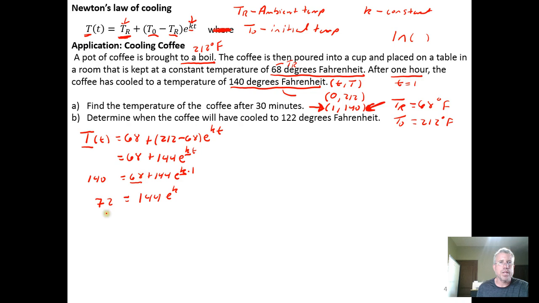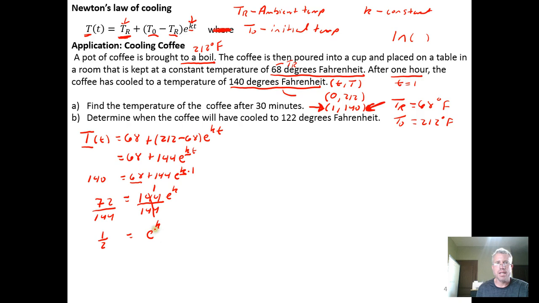Add back to double check your work. And then we will need to divide both sides by 144. 144 divided by 144 is 1. 1 times e to the k is just e to the k. And this looks like it simplifies to a half. If we multiply 72 times 2, we get 144. So this looks like it simplifies to 1/2.